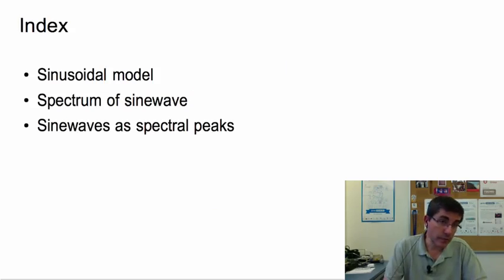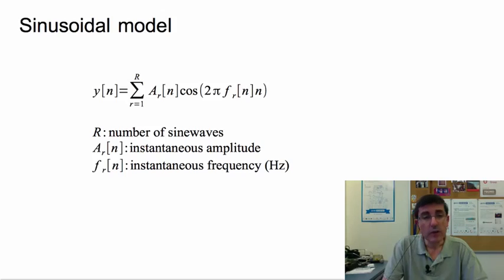We will first present the model, the sinusoidal model, and then talk about how these sinusoids can be expressed in the spectrum and how they can be identified in what we call spectral peaks. So the model is quite simple. It's just a sum of time-varying sinusoids.